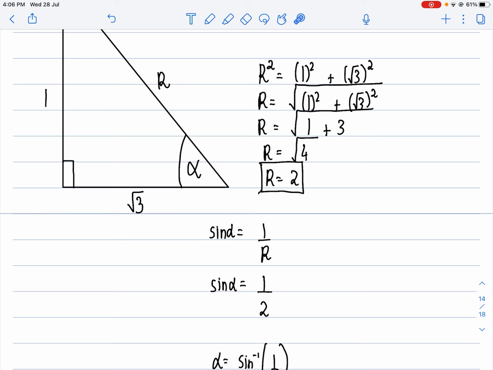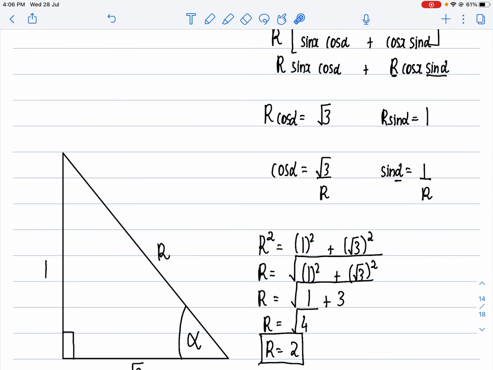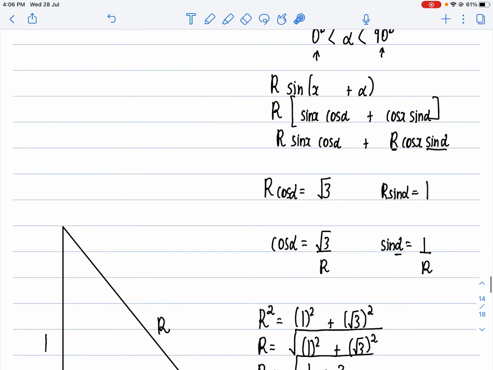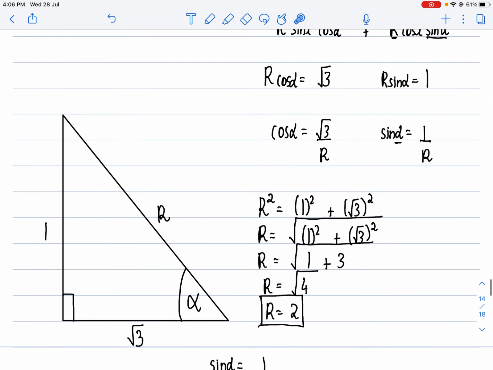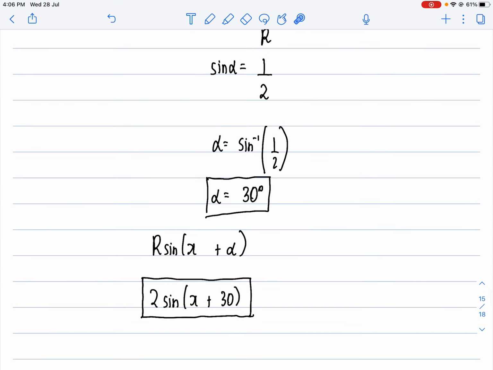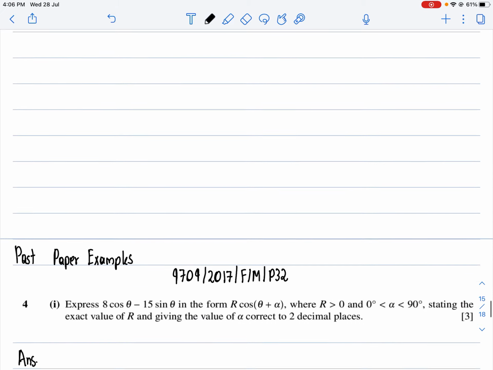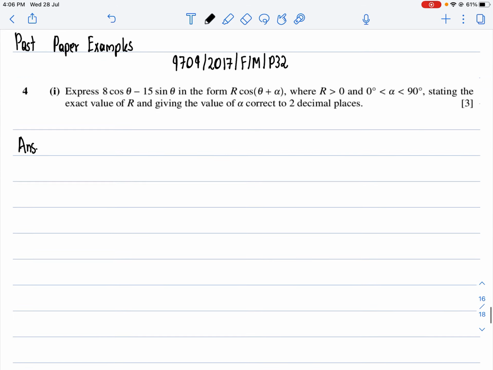Once you have r, you take one of these equations. You can actually take any, but just to be on the safe side, see if you have a sine or cos here and take the respective equation. Then you can calculate alpha and then write it in the final form. Now let's do a past paper example, correct? This past paper example is from the 2017 Feb March paper 32.